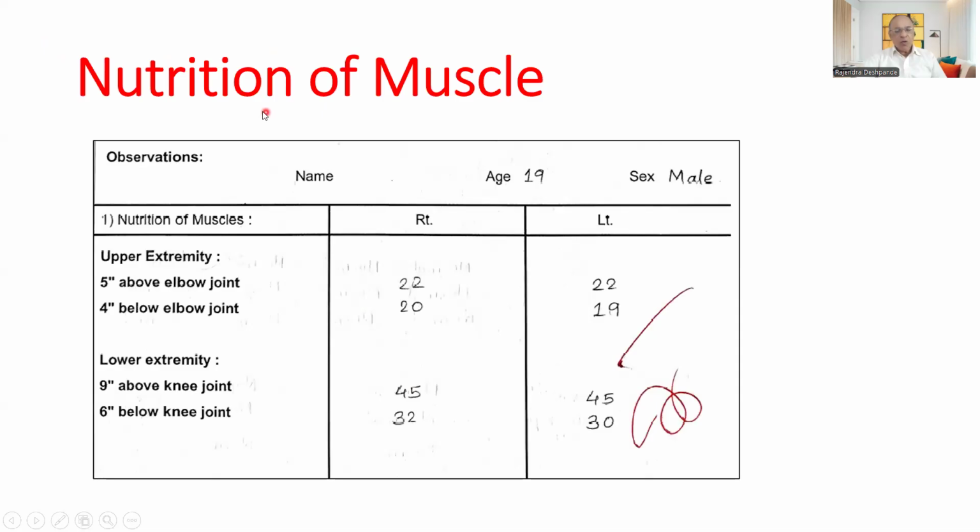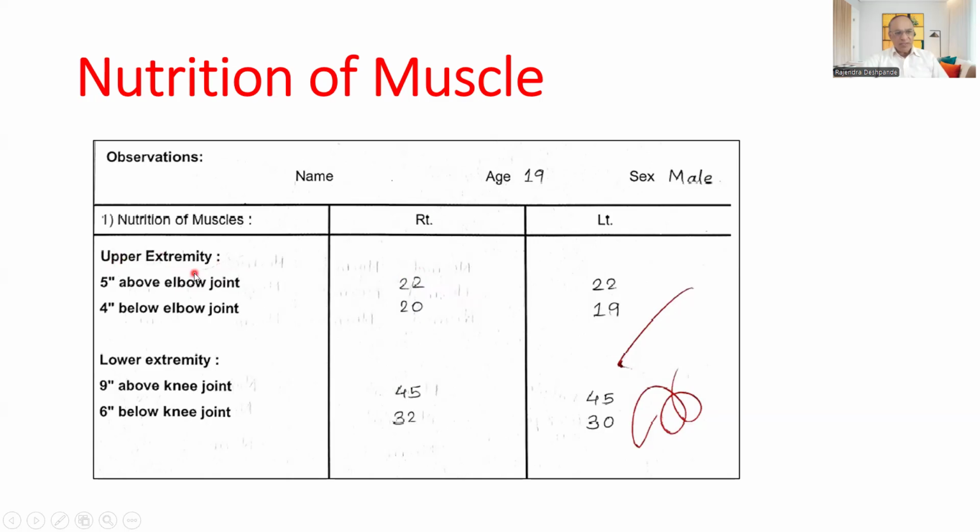Next, how to fill your case paper. Nutrition of the muscle, for example, these are the observations: name of the patient, name of the volunteer, age and the gender. In the upper extremities, you have to measure the circumference by measuring tape. It may be mentioned as a centimeter or in inches.